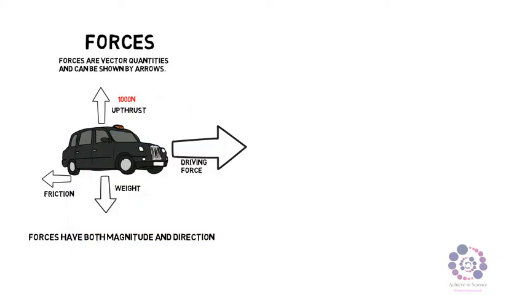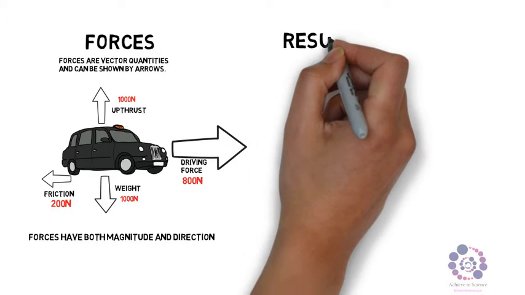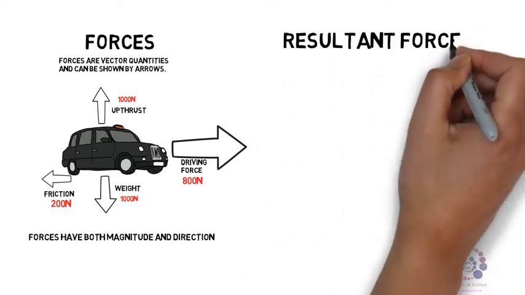We can now add values to all of these arrows. 1000 newtons upthrust, 1000 newtons weight, 200 newtons friction, and 800 newtons driving force.